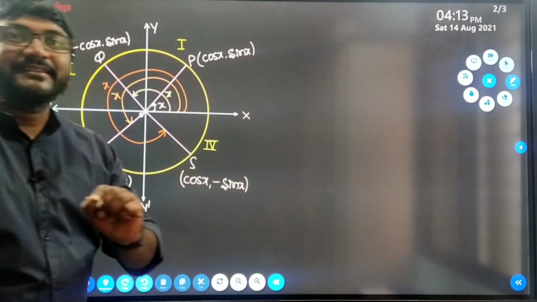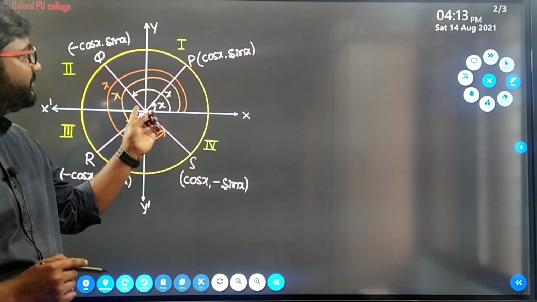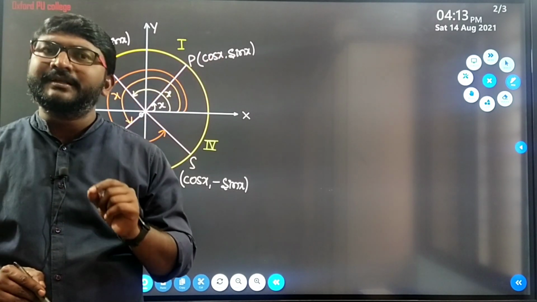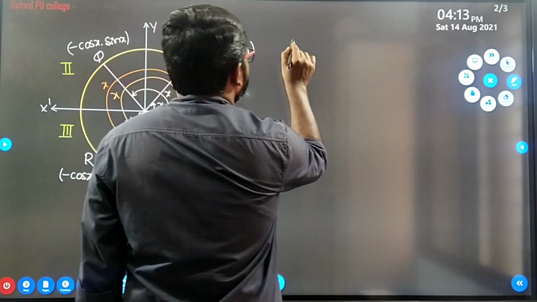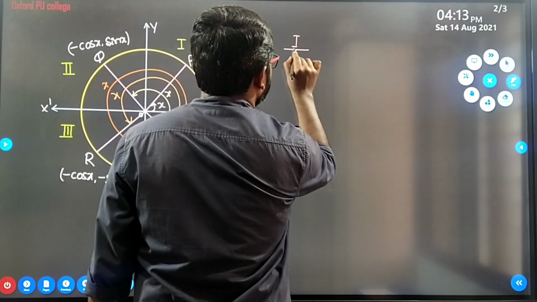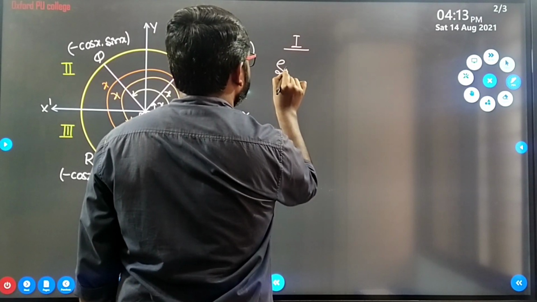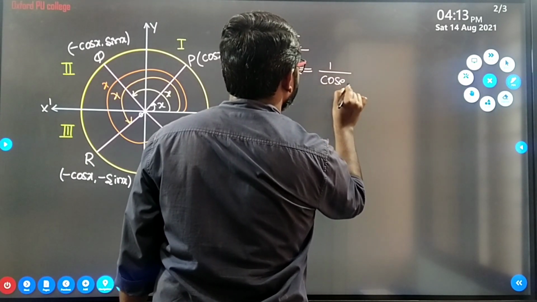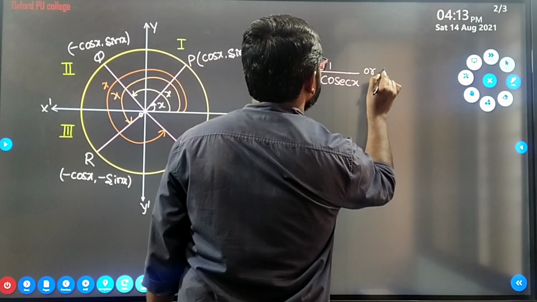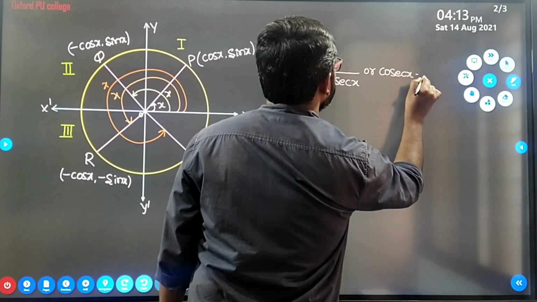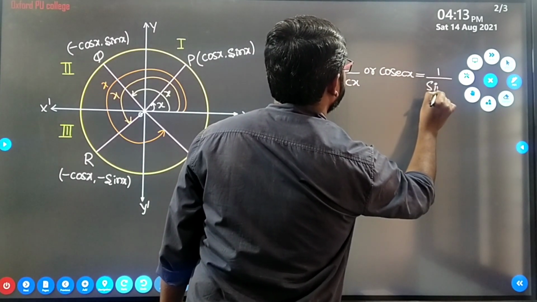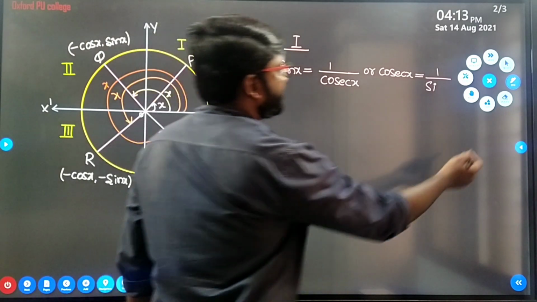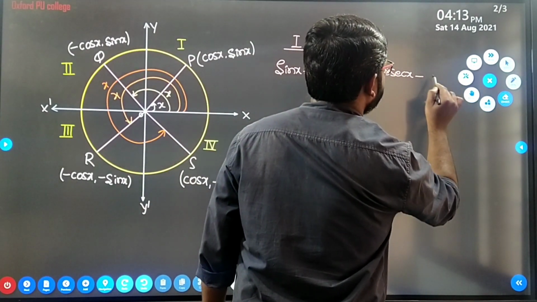Well, so let us take the first quadrant. In the first quadrant, what are the points here? Cos x comma sin x. Both cos x and sin x are positive now. So see here in the first quadrant, sin x is positive. That means cosecant x, which is equal to 1 by sin x.